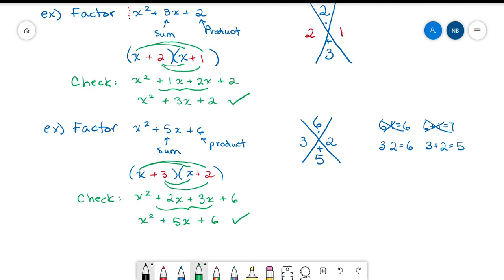Now, a couple of comments before I go on. Notice when I put my numbers in my parentheses, I'm putting plus signs in front of them because they're both positives. And the sign in front of the term belongs to the term. So here, I put a plus sign in front of my 3 and a plus sign in front of my 2 because the 3 and 2 that make 6 and 5 are both positives.